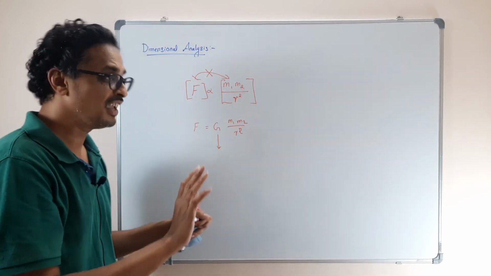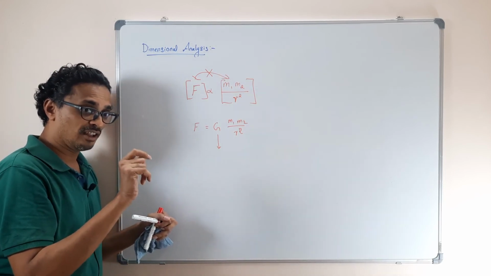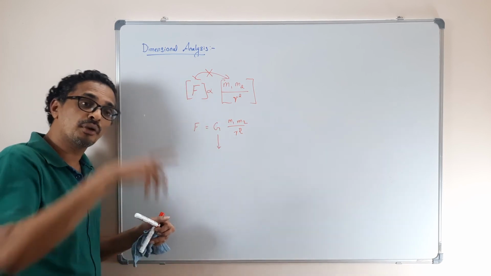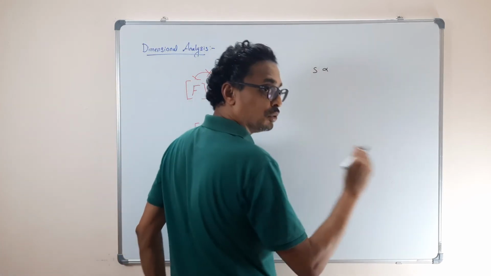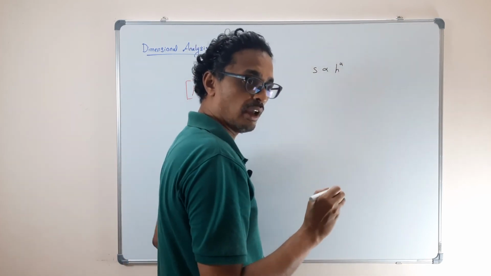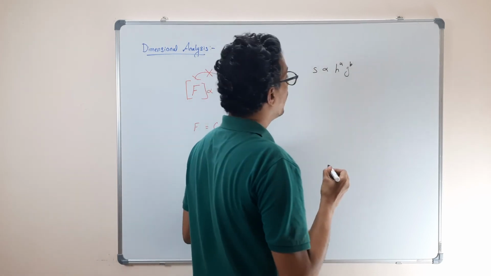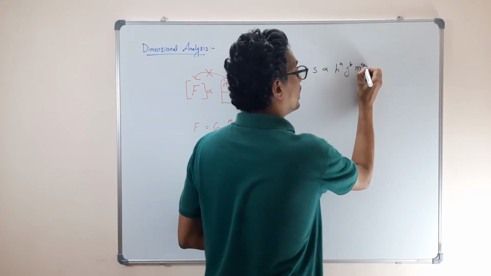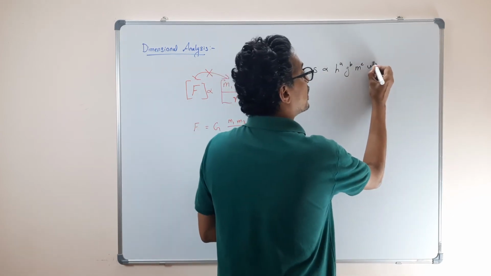But if I'm not dropping it, I am throwing it out, then what will you do? You write v also. Then you write S is proportional to the height from which I am going to drop, so h power a. And what is the gravity? g power b. And then what's the leftover? Mass, mass power c. And then I am going to throw with an initial velocity, so I write v power d.